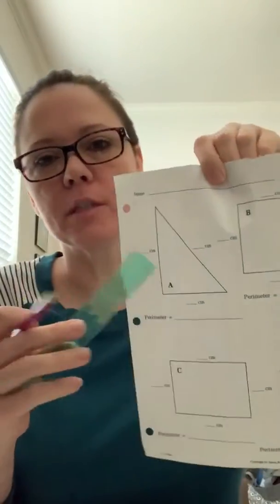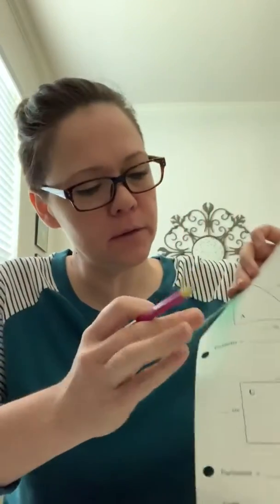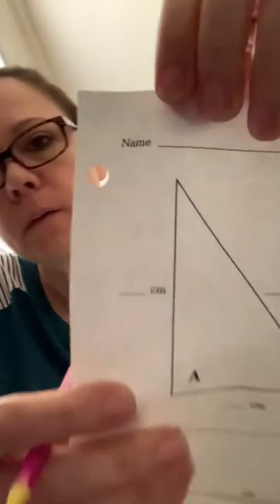So we'll start with shape A, which is the triangle. My nose is itchy today. The triangle. So I'll measure this long side going down using centimeters. Got to make sure my 0 is right on the line. Okay, can you see it? 8 centimeters on that side. I wrote that down.